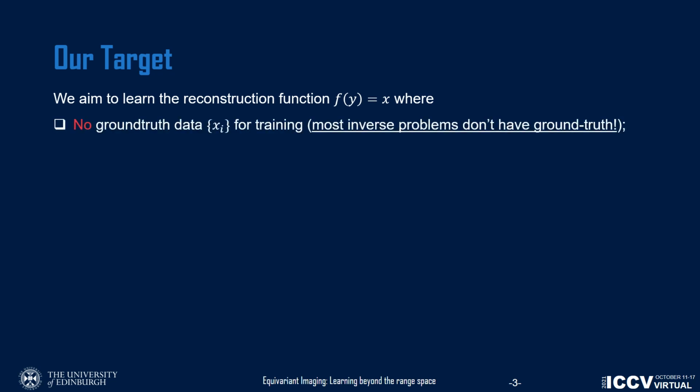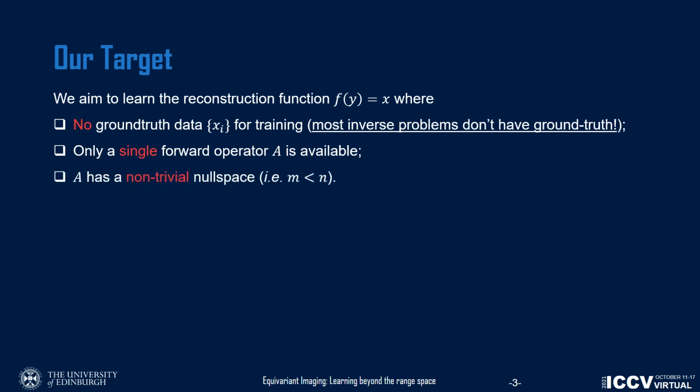In this work, we aim to learn the reconstruction function f(y) equals x, where, first, there are no ground truth data x_i for training. This setting is important in practice because most inverse problems don't have ground truth. Secondly, only a single forward operator A is available. Finally, A has a non-trivial null space.